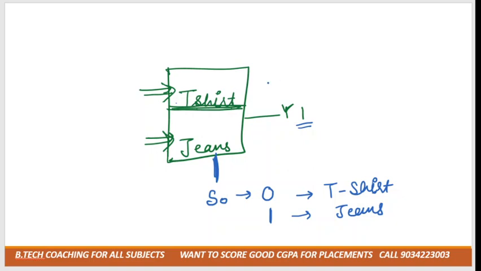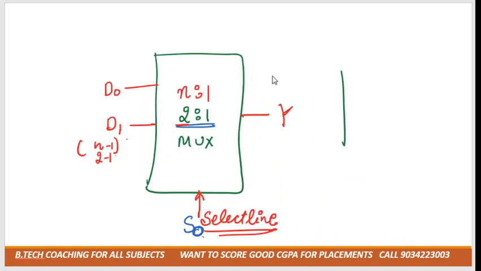So you put in the t-shirt and jeans. If you want to open the almirah, you have to press 0 or 1. If you want the t-shirt, you press 0. If you want the jeans, you press 1. Okay. Clear?